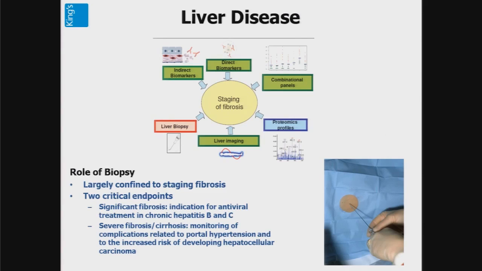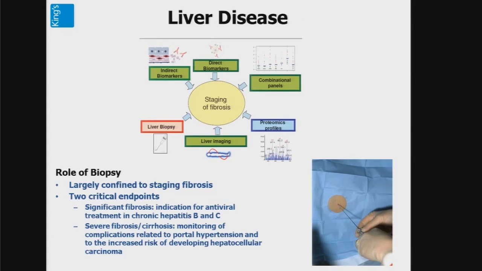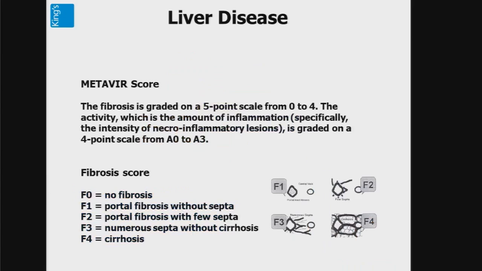So what are you doing when you're looking at a biopsy? Why are you biopsying the patient with a chronic liver disease? It's to stage the fibrosis: normal, significant, or severe. If you've got significant fibrosis, you can use disease-modifying therapy to try and control that. If you've got severe established disease, cirrhosis, you're looking to monitor the patient for the effects of portal hypertension long term. How do you classify fibrosis?